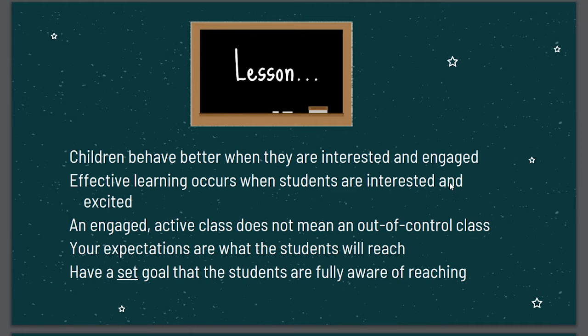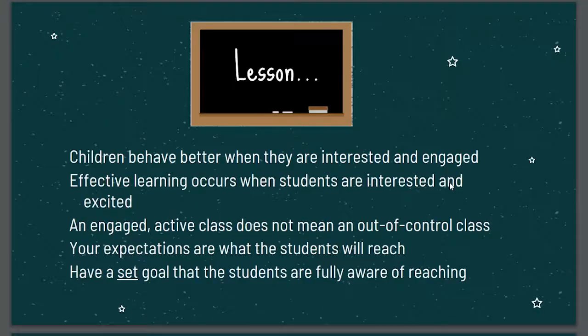And the reality is that children behave better when they are interested and engaged, okay? Effective learning occurs when students are interested and excited. This does not mean an active class is an out of control class. You can still have a very lively class session without behavioral issues at hand. Your expectations are what the students will reach, and you have a set goal that the students are very aware exists so that they know how to reach it, and it's realistic as well.